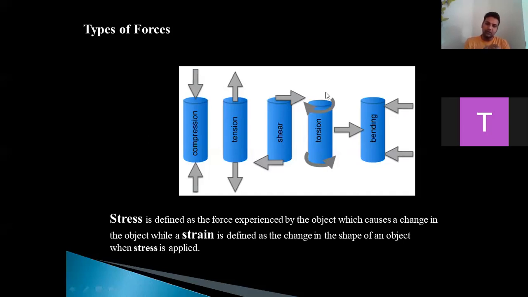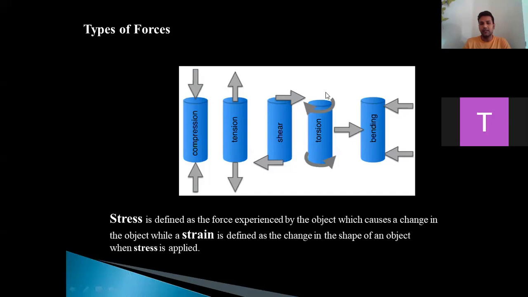The fourth one is a torsional force, where torsion is developed when the object is rotated in opposite directions. In that case, there is a development of torsion in the object, and that specific force is called a torsional force. The fifth and the last one, you can see, is a bending force, where the object can be bent with the help of this force.